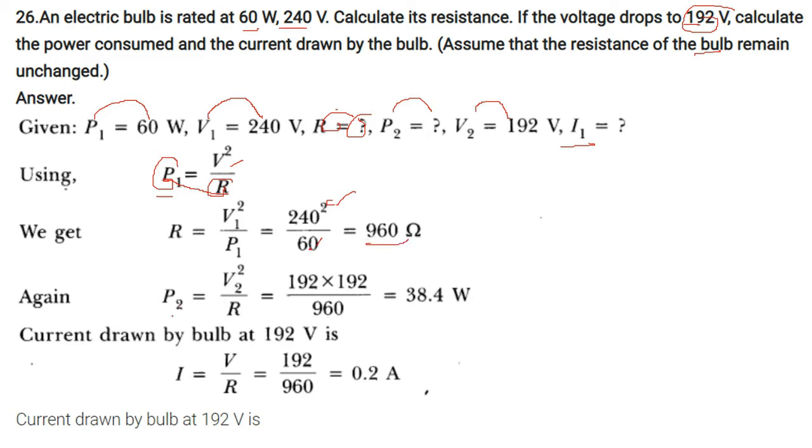For P2, again V square by R, and V is known, 192, and R we found out to be 960 ohms, so just put it here. It gives you 38.4 watt. And what is the current drawn by the bulb which is at 192 volt? I equal to V by R, which is 192 by 960, which is given by 0.2 ampere. So the current drawn by the bulb at 192 volt is 0.2 ampere.